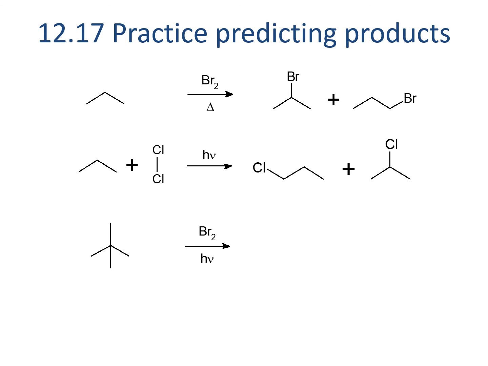The third reaction is again conditions for a radical bromination. However, in this case, only one type of hydrogen exists, since the central carbon is attached to 4 carbons and no hydrogens. So the only product is 1-bromo-2,2-dimethylpropane as shown. For a final practice, try to predict the products of this reaction.